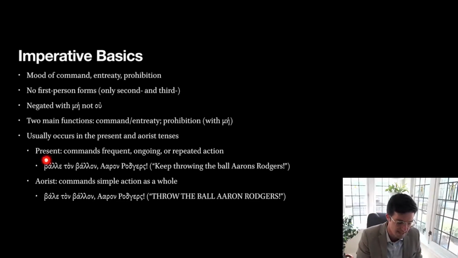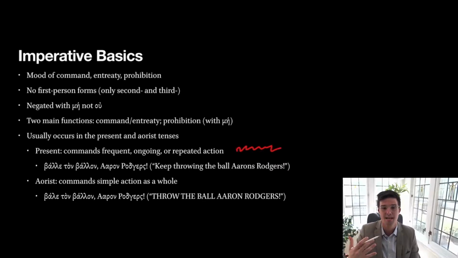So a present tense imperative is going to be concerned with ongoing, frequent, or repeated action. As I've done so many times before, you can think of this as the ongoing nature, or action that happens again and again and again. So if I wanted to tell Aaron Rodgers to keep throwing the ball, not to retire, to keep playing for the Packers, in Greek it would be ballet, two lambdas there. So we have the present tense, not the aorist tense. Ballet ton ballon, Aaron Rodgers. Throw the ball or keep throwing the ball, Aaron Rodgers.